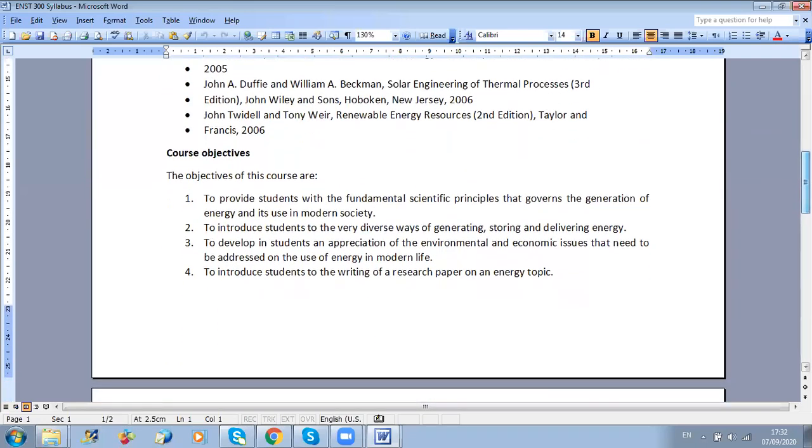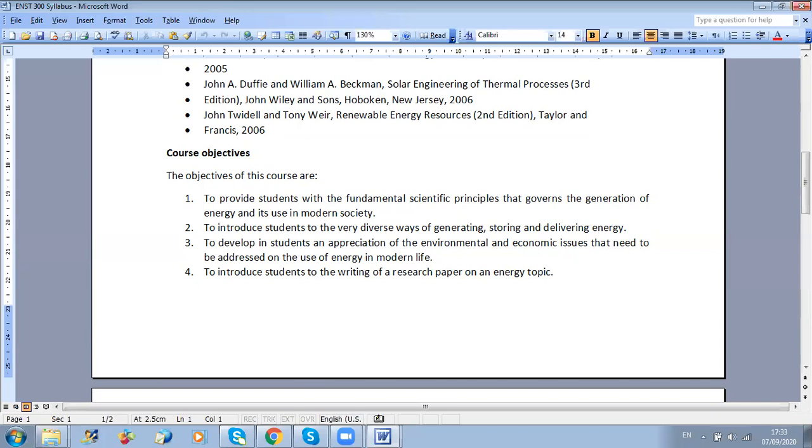Now, the main objectives of this course are first to provide you with the fundamental scientific principles governing the generation of energy and its use in modern society. Then we will introduce you to the different ways of generating and storing and delivering energy.